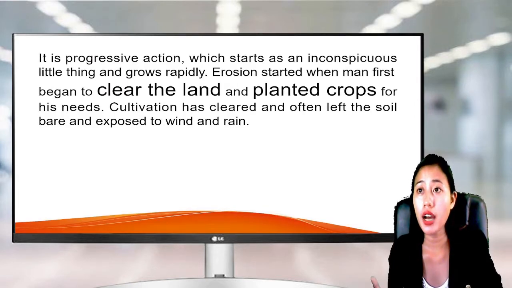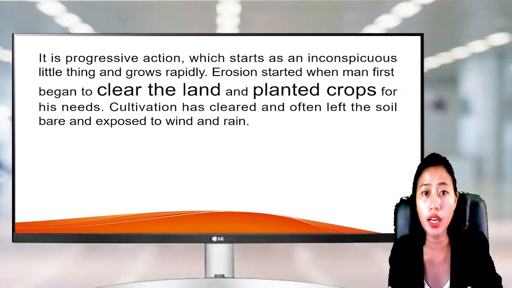It is a progressive action which starts as inconspicuous little thing and grows rapidly. Erosion started when man first began to clear the land and planted crops for his needs. Cultivation has cleared and often left the soil bare and exposed to wind and rain.